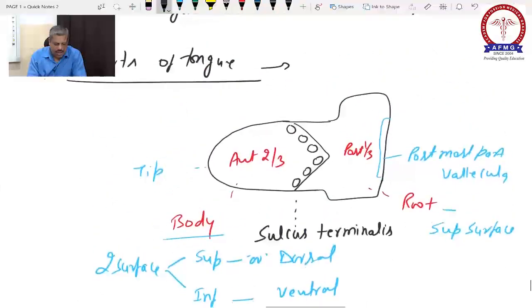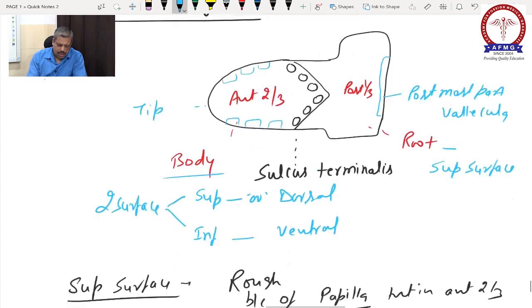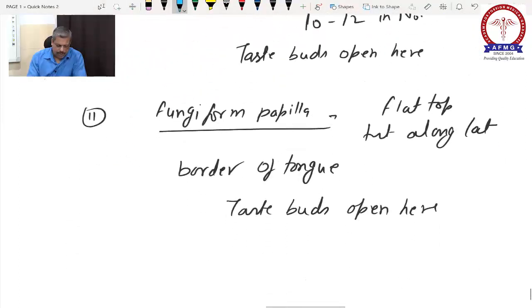So see, this is the fungiform papilla. This is a fungiform papilla which has a flat top. Clear? And they present along the lateral border of the tongue. Now the third type of papilla is the filiform papilla.